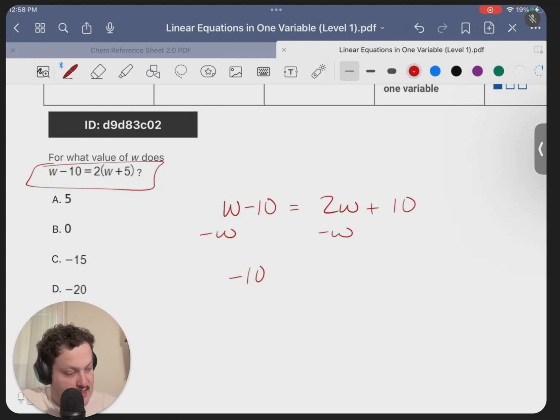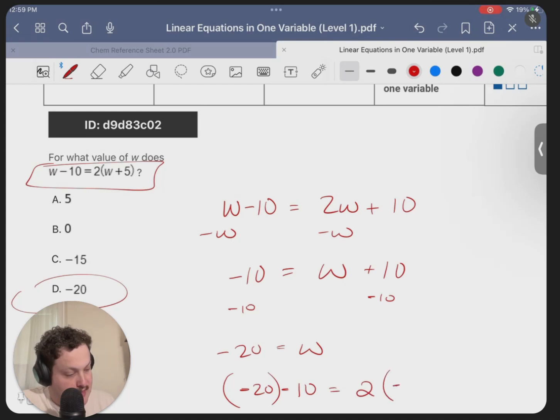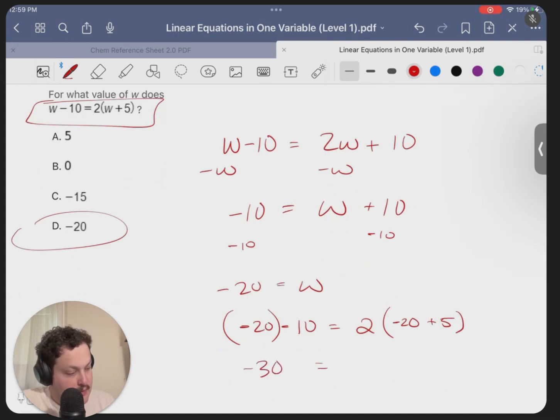So negative 10 equals w plus 10. And then everything without a w, I'm going to put on the left side. Subtract 10, negative 20 equals w. If I had unlimited time, I would sit here and double check that. Negative 20 minus 10 equals 2 times negative 20 plus 5. That's negative 30 equals 2 times negative 15. Perfect. We were correct.